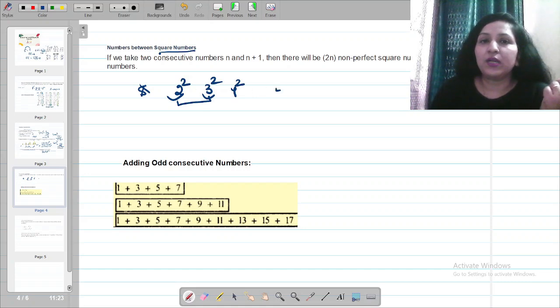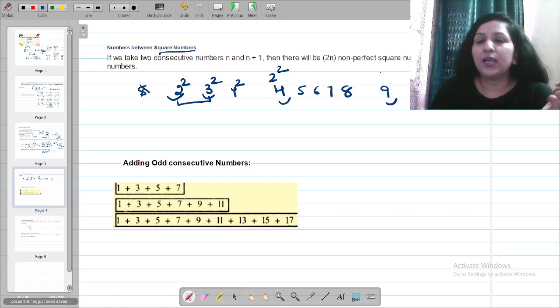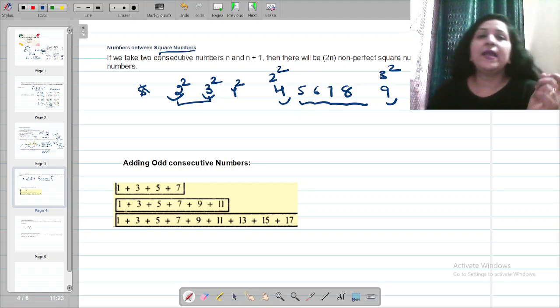2 square is what? It is 4. And 3 square is what? It is 9. Without direct calculation, let me explain first. It is 5, 6, 7, 8. So we can say that between 4 and 9, 4 is 2 square, and 9 is 3 square, between these two, we are having 4 numbers. Now, how do we get this 4?